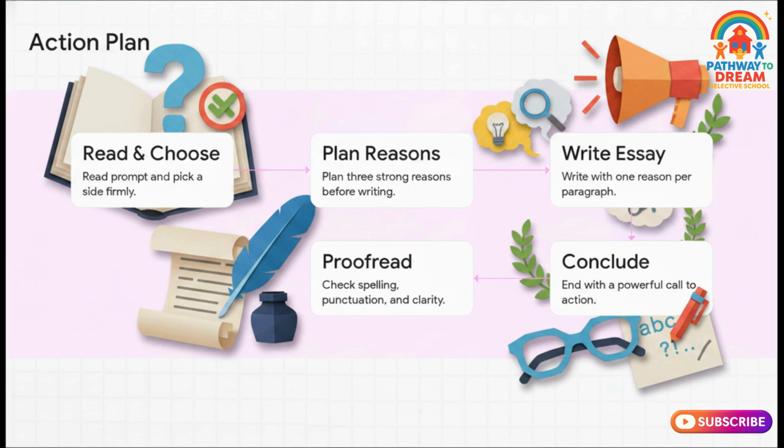Here is the exact action plan you should walk through with your kids at home for that 30-minute timer. Step 1, read the prompt carefully and firmly choose a side. Step 2, and this is arguably the most critical for surviving time pressure, plan 3 strong reasons before writing a single sentence of the essay. Step 3, write, keeping strictly to 1 reason per paragraph. Step 4, conclude strongly. And Step 5, proofread.